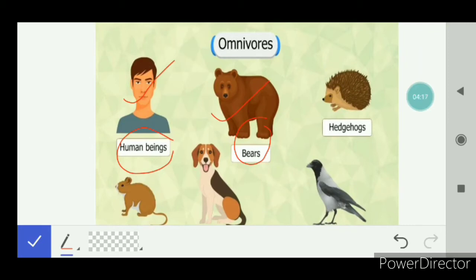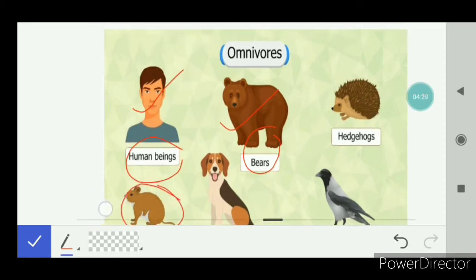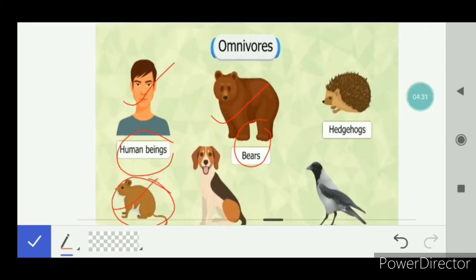Next is rats. Rats eat seeds, grains, fruits, vegetables. Rats eat also small animals and small insects. So they are also omnivores. Next example is dogs. We know that dog drinks milk, dog can eat breads, chapatis, and dog can eat meat products also. So dogs are also omnivores.